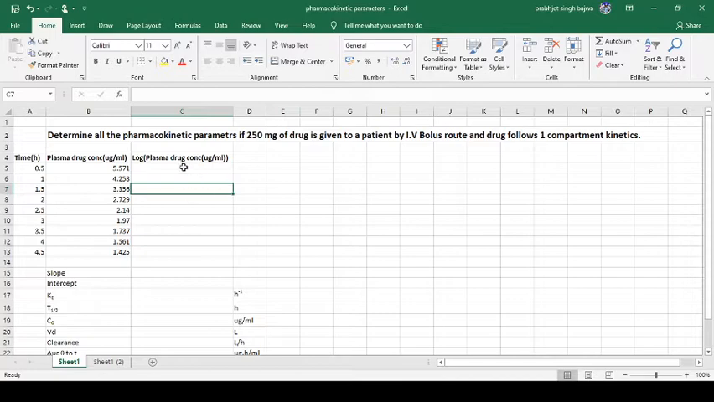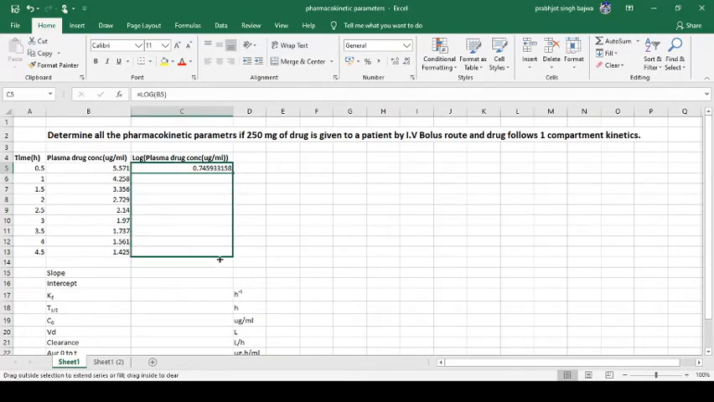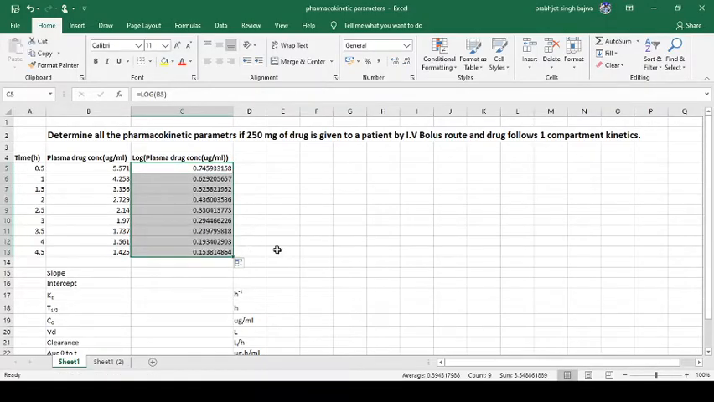We will start by calculating the log values using the formula: equal log, bracket start, then we will click on the concentration, bracket close and press enter. Now we will drag downward to apply the same formula on all the cells. So now we have all the log plasma drug concentration values.